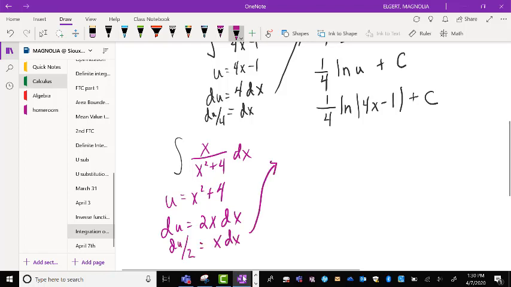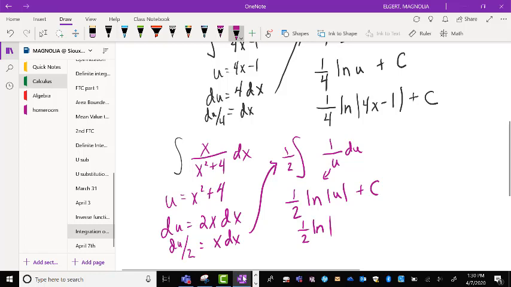So if I rewrite this in terms of u, I'm going to have 1 over u du, and out here I'm going to have 1/2. So now the antiderivative of 1 over u, or integrate 1 over u, is the natural log of the absolute value of u plus c. Throw that u in terms of x back in there: 1/2 natural log of the absolute value of x squared plus 4 plus c.